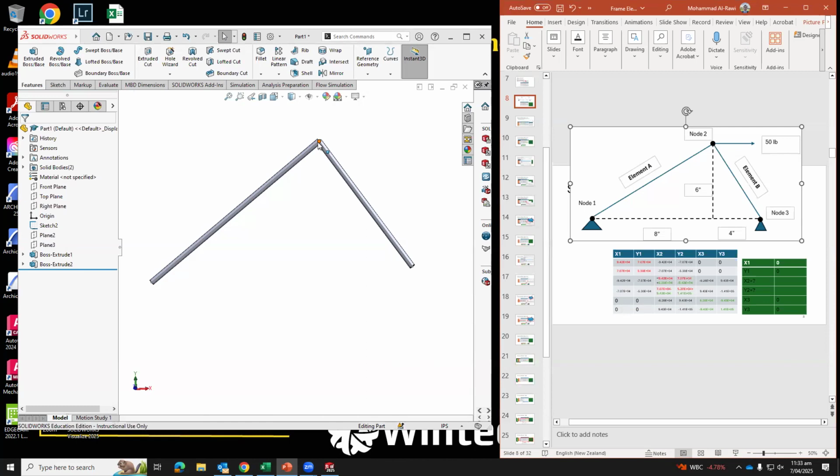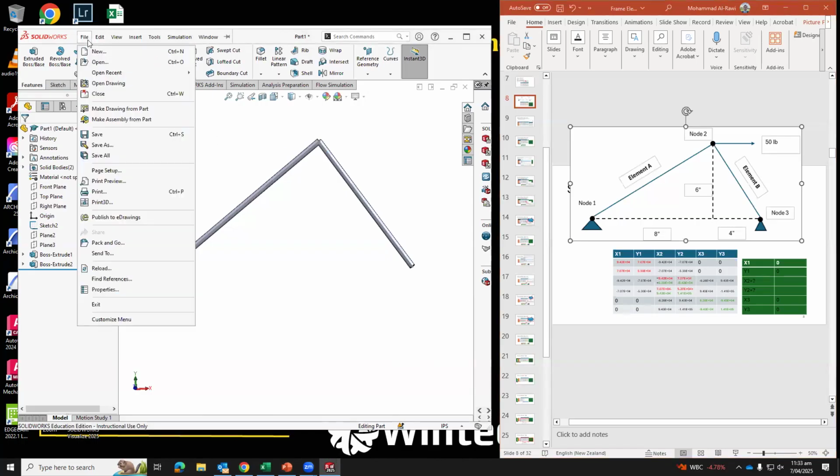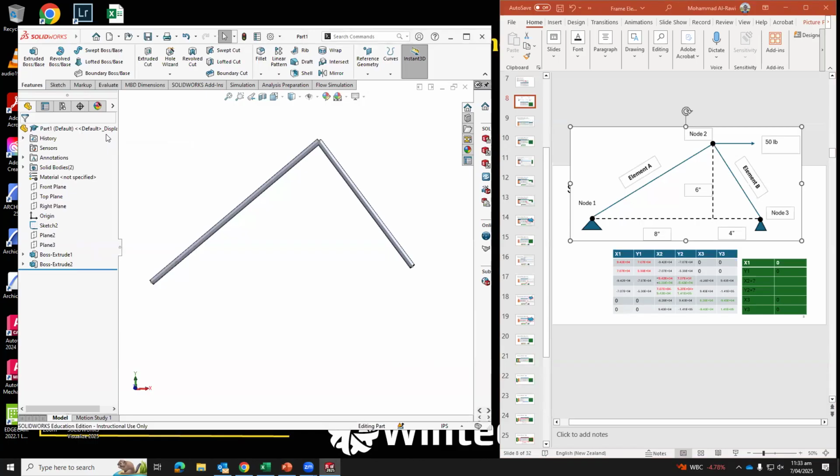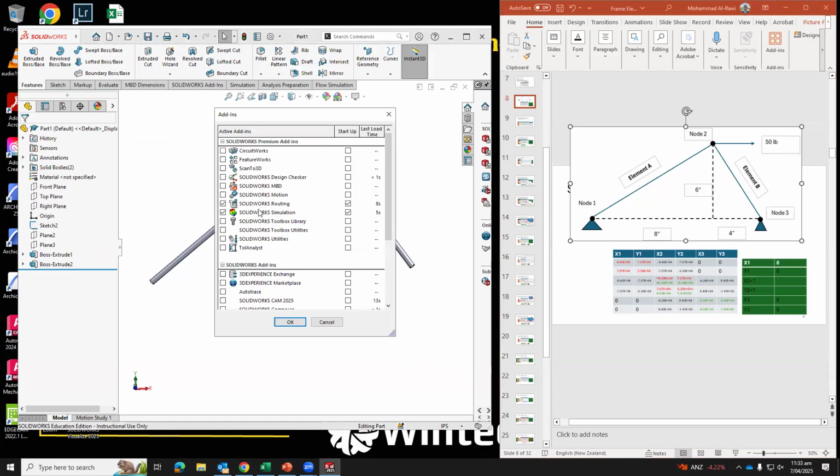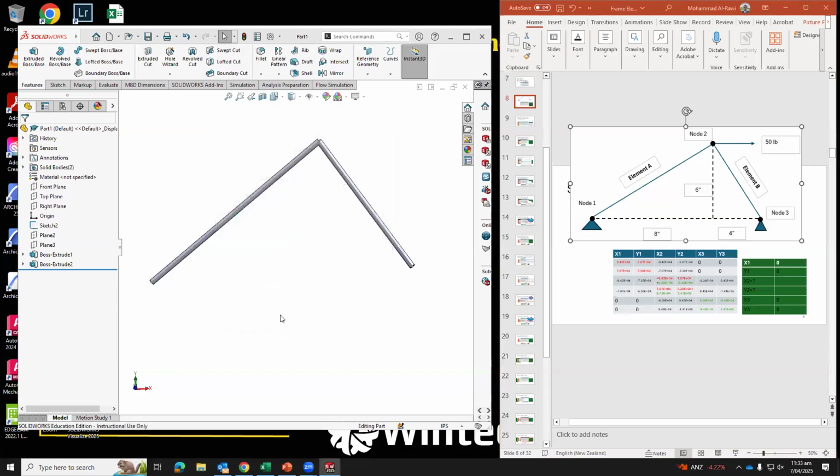So SolidWorks is finished here. Now we go to the FEA analysis. We just finished the SolidWorks part. Okay, file, save, just to make sure I'm saving what I've done. I will go and activate SolidWorks Simulation from add-ins. It's active for me, but for you, make sure these boxes are ticked. And I know they were ticked because I can see them there.